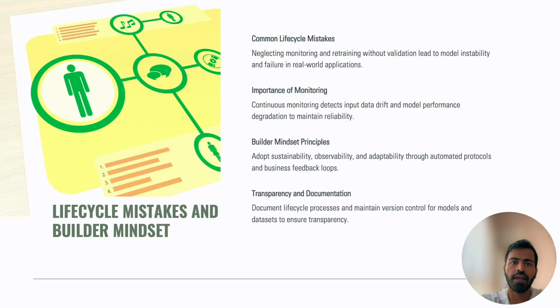So the ML lifecycle mistakes are: no monitoring at all, retraining without validation, retraining too often, ignoring business feedback, treating ML like traditional software. So ML systems fail quietly if you do not watch them. And production ML is not about the best model. It is about sustainable, observable, and adaptable systems.